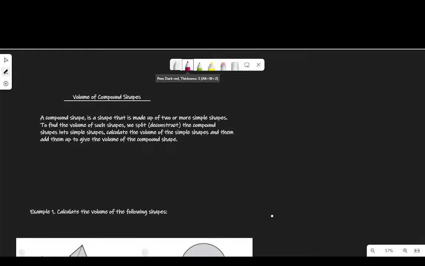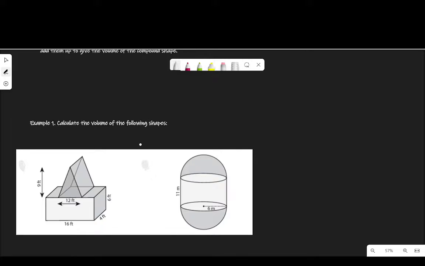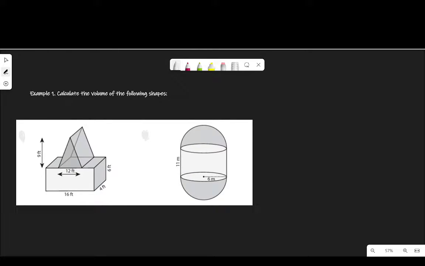And we have several examples here on the board. Let's start with example 1. Example 1 is to calculate the volume of the following shapes. This one, let's call it A. And let's call this one B.